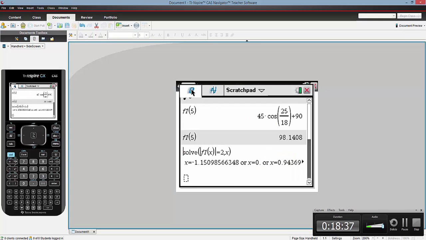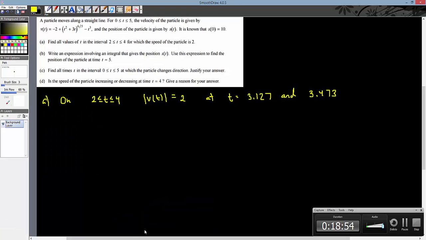Okay, so now we're going to go back to Scratchpad. Notice how those answers match with the answers that we found here. So the 3.127 and the 3.473. Notice how the answers match up, so we're all good. Okay, let's go to part B.